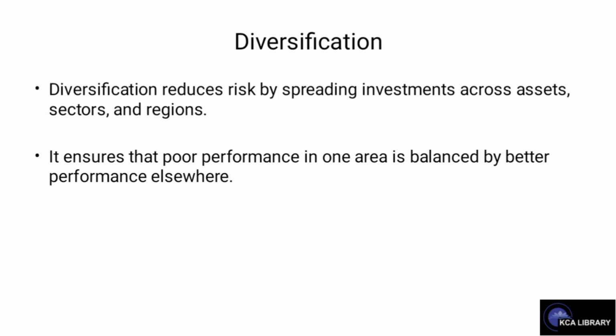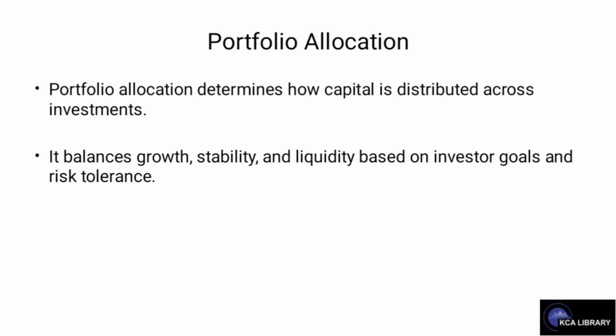What is diversification? Diversification reduces risk by spreading investment across assets, sectors, and regions. So diversification means when you take a certain amount of money and you don't invest in one security alone, you invest in many securities. That process is known as diversification. It ensures that poor performance in one area is balanced by better performance elsewhere.